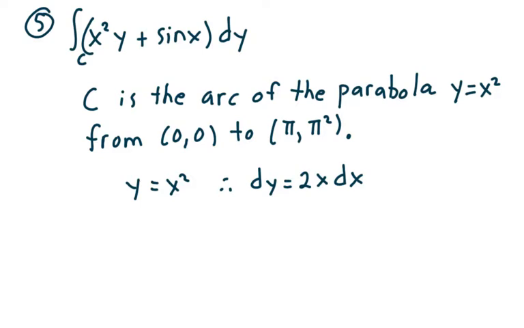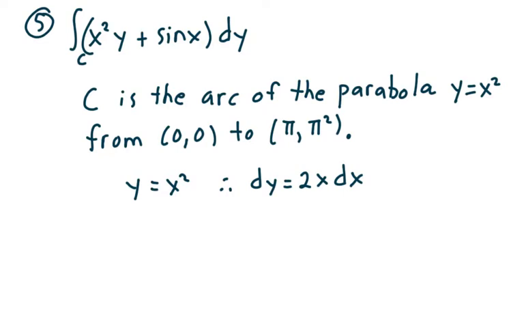Okay, now we're going to look at a slightly different problem. On number 5, we're going to take the integral over C of x squared y plus sine of x dy. So once again, this is all substitution. C is the arc of the parabola y equals x squared from the ordered pair (0, 0) to the ordered pair (pi, pi squared). And so now, if y is a function of x, I made x my parameter.